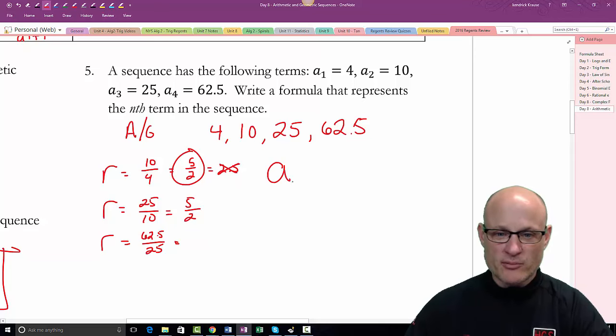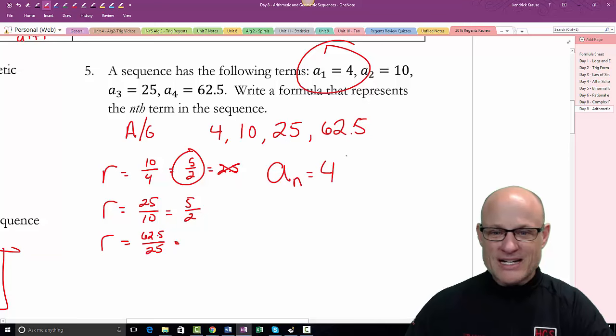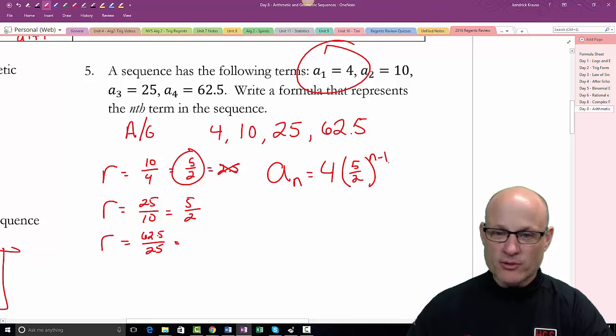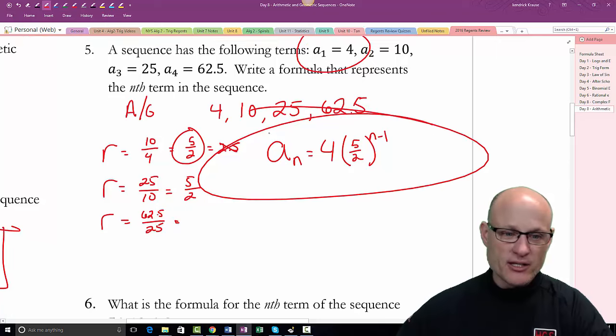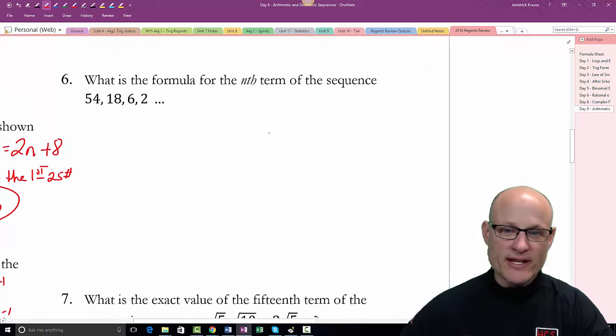So my formula is going to be a sub n equals first term 4, times the common ratio I just found, 5 over 2, raised to the n minus 1. Next one. What is the formula for the nth term of this sequence?